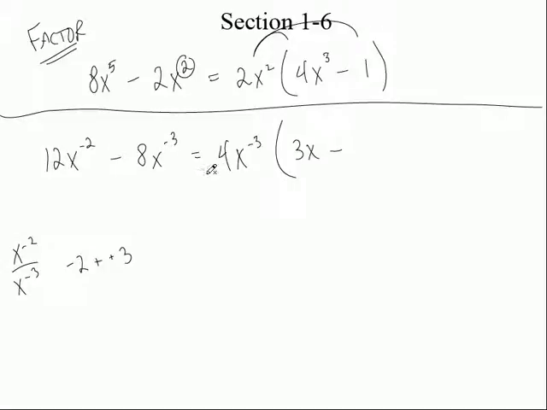Minus. Now let's take this and divide it by this thing right here. Well, 8 divided by 4 is 2. X to the negative third divided by x to the negative third, that's just a 1, isn't it? You see that? And then that's our answer right there.